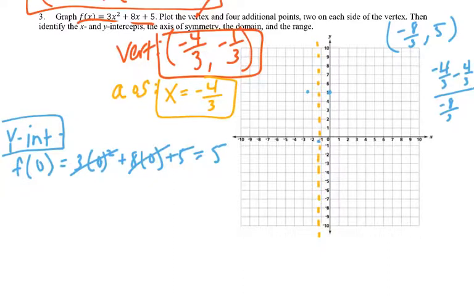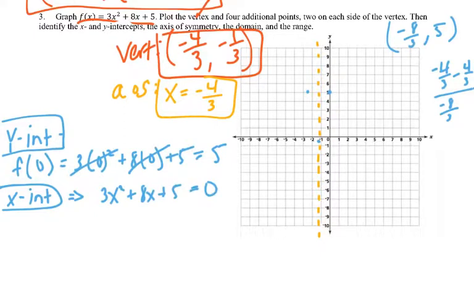Anyway, now we're going to find our x-intercepts, which is why our factoring is important, because we have to take our 3x² plus 8x plus 5 and set it equal to 0. In order to solve this, we need to factor our polynomial. So we need to figure out the multiples of our a times our c, so 3 times 5, which equals 15.